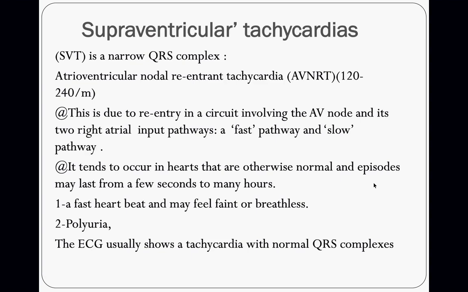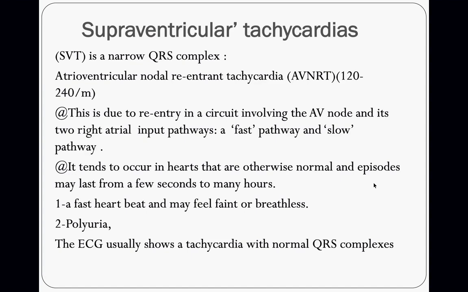And when the atrioventricular nodal re-entry tachycardia with a rate between 120 to 240. This is due to re-entry in a circuit involving the AV node, and it has two right atrial input pathways, a fast pathway and a slow pathway. It tends to occur in a heart that is otherwise normal. An episode may last from a few seconds to many hours. SVT or AVNRT, it is relatively the same. It occurs when the re-entry occurs within the AV node or its branches.